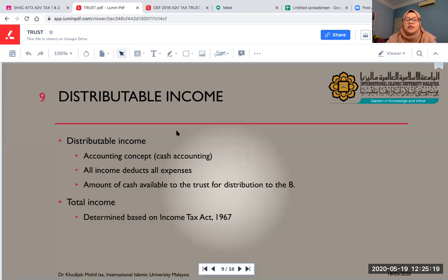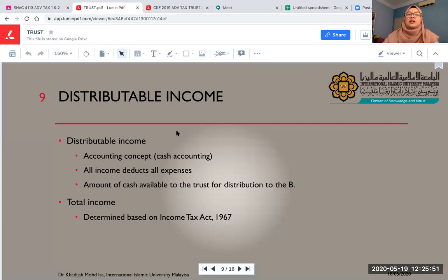So distributable income is actually an accounting concept, right? It's just all income minus all expenses. In other words, it refers to the amount of cash available to the trust for distribution to the beneficiary. On the other hand, when we mention total income, it is how we derive the total income based on the Income Tax Act 1967.